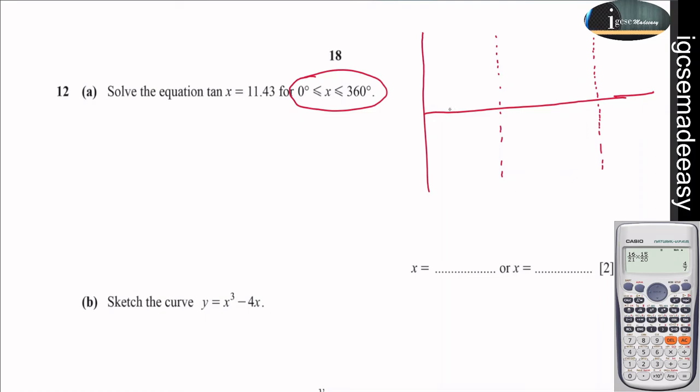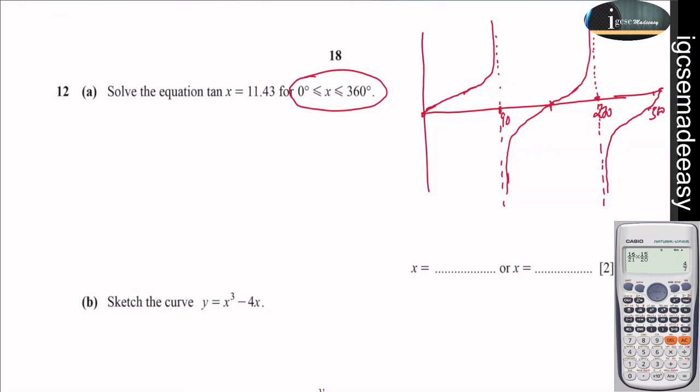If I draw the tan diagram, it starts from 0 like that, and it tends to meet 90, but it does not meet. This is 90 degrees, and this is 180 here. As I told you, it does not meet 90. It goes like this, and again it does not meet 90, and it does not meet 270. This is 270, and it meets 360 like this. So this is the tan graph.